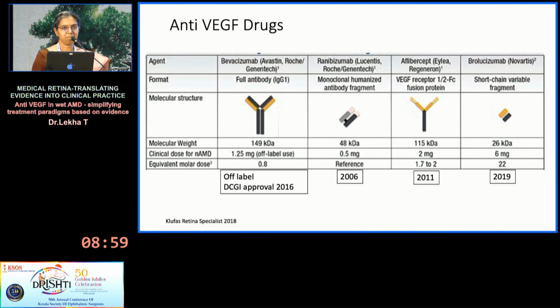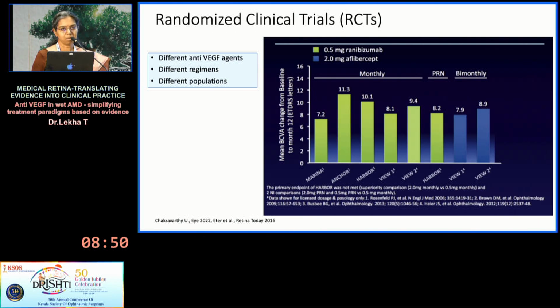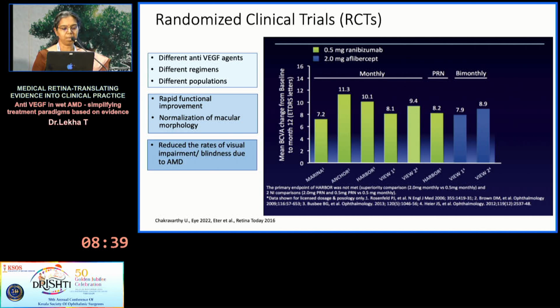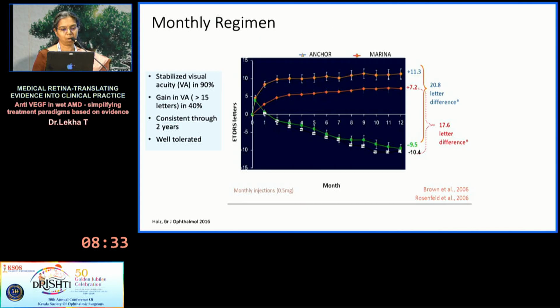These are the various anti-VEGF drugs that we have at our disposal, starting from bevacizumab, ranibizumab, aflibercept, and the latest one being brolucizumab. These are some of the major trials that have been conducted on these different drugs, utilizing different regimens on different populations, and all these mostly demonstrated good structural and functional outcomes. It definitely helped to reduce the rate of visual impairment due to AMD, but these results were not seen in real life over a long time.